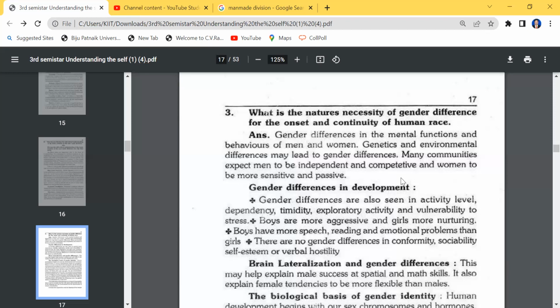From this we say gender difference is development. Gender difference in development. How to develop the gender?